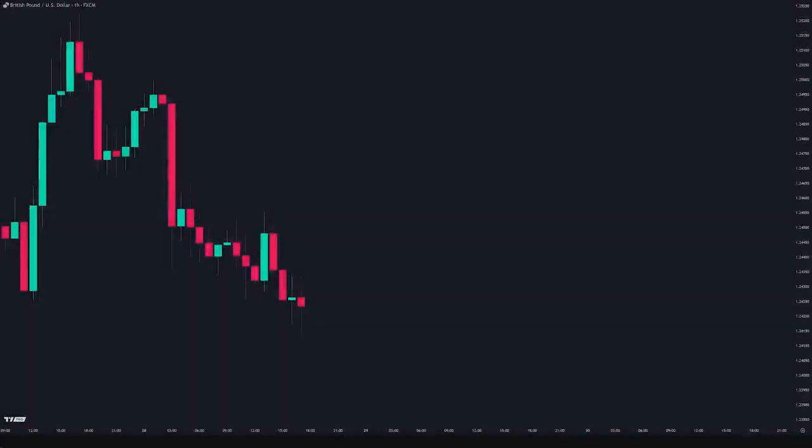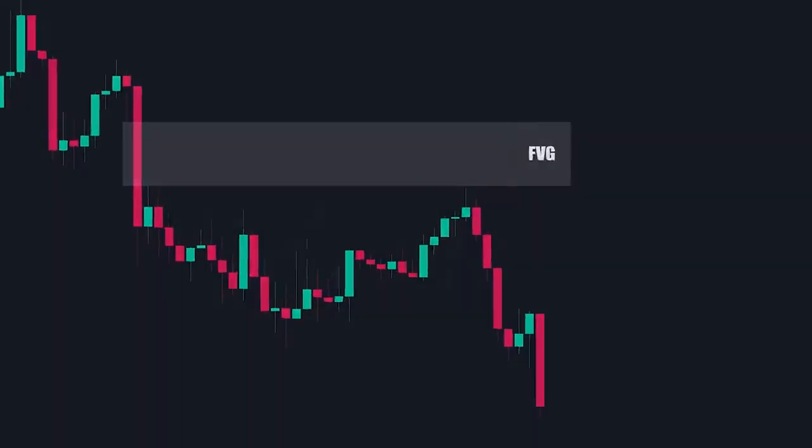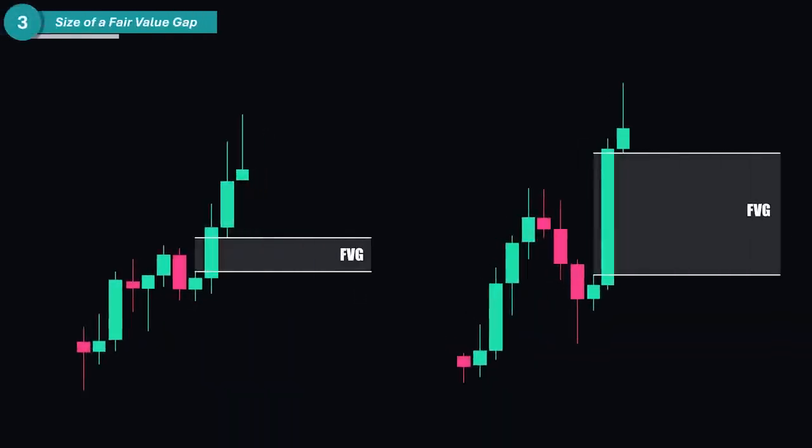Here on the pound-dollar 1-hour chart, the price returns to mitigate the bearish FVG created during the Asian session and then continues pushing downward. This rejection shows that the FVG acts as a supply area where the selling orders are located. When identifying these gaps, you have noticed that they come in different sizes.